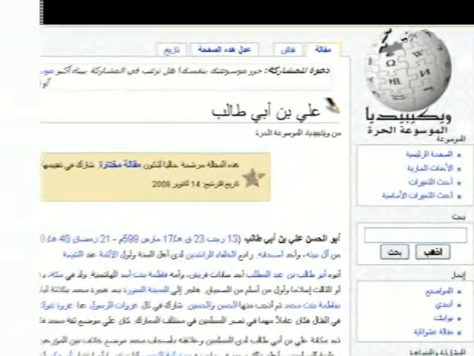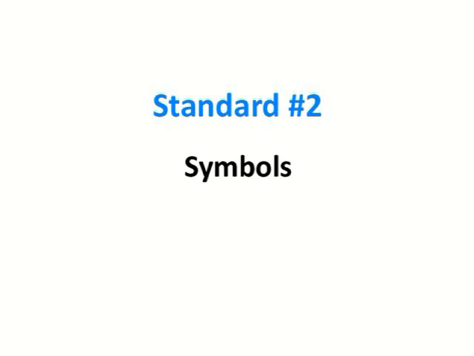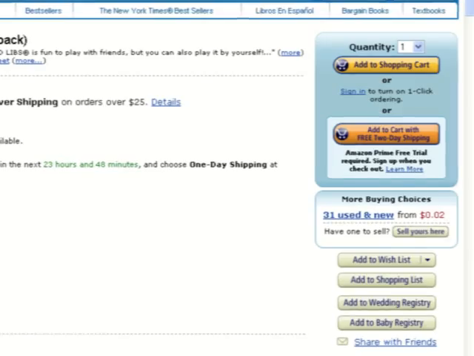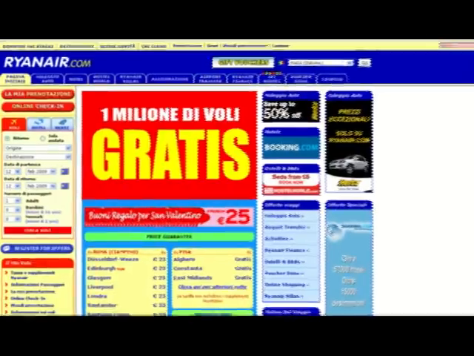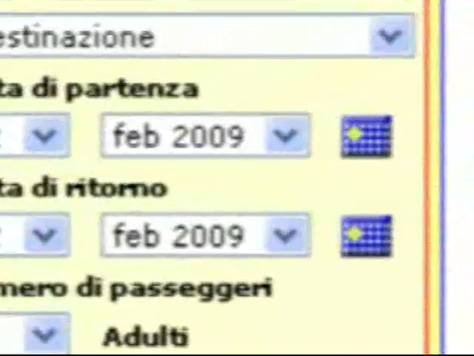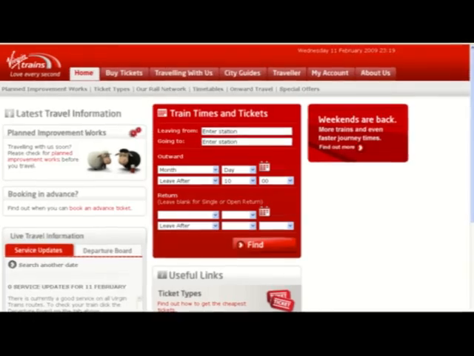Another common standard is to use specific symbols to indicate certain actions or options. An example is the shopping cart, a symbol that shows what you are about to buy. Another instance is the simplified picture of a calendar, to choose a certain date of the year while you book appointments or journeys.